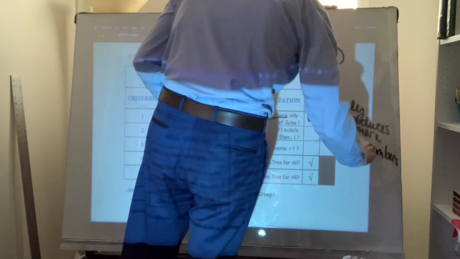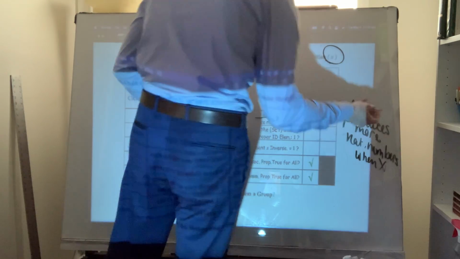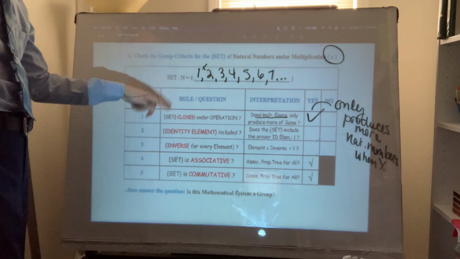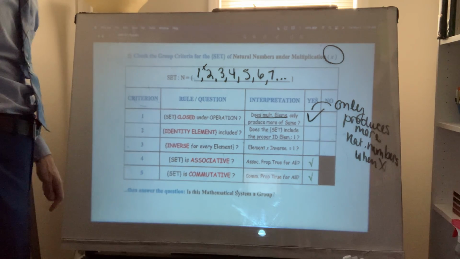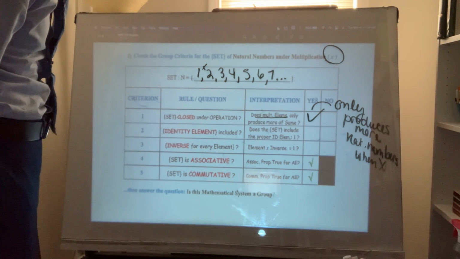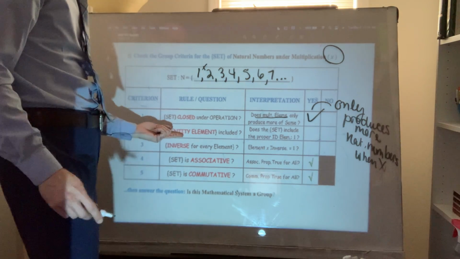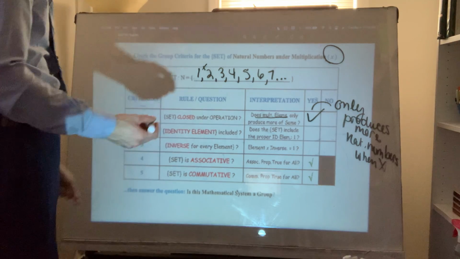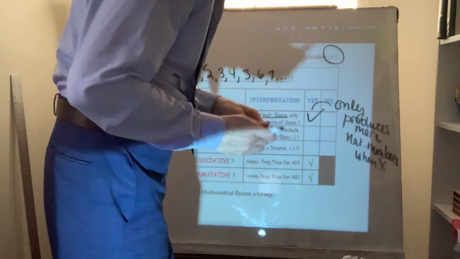When multiplying. The same would be true if you were adding. How about the identity element? Remember, the identity element is something that preserves the identity, right? Does the set include an identity element? I should just mention this too.